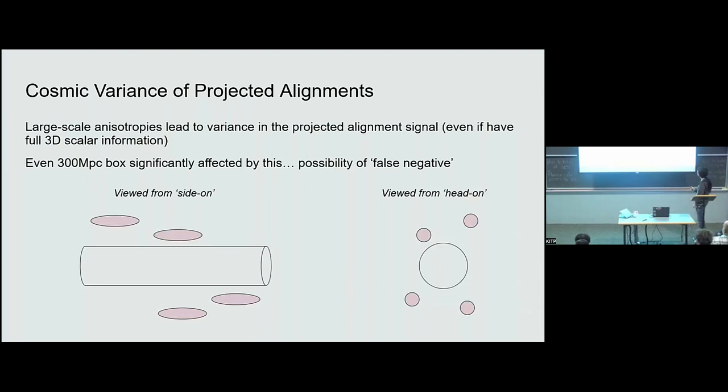However, if you happen to be looking at it head on, down the barrel of the filament, you'll find that you're computing a much, much weaker alignment because the shapes don't project well and neither does the filament project well onto the sky. So we're finding that even if we scale it up to this 300 MPC simulation box that we're using for the mock observational survey, this effect is still pretty significant, which gives us the possibility of a cosmic variance induced false negative when we actually do this in observations.